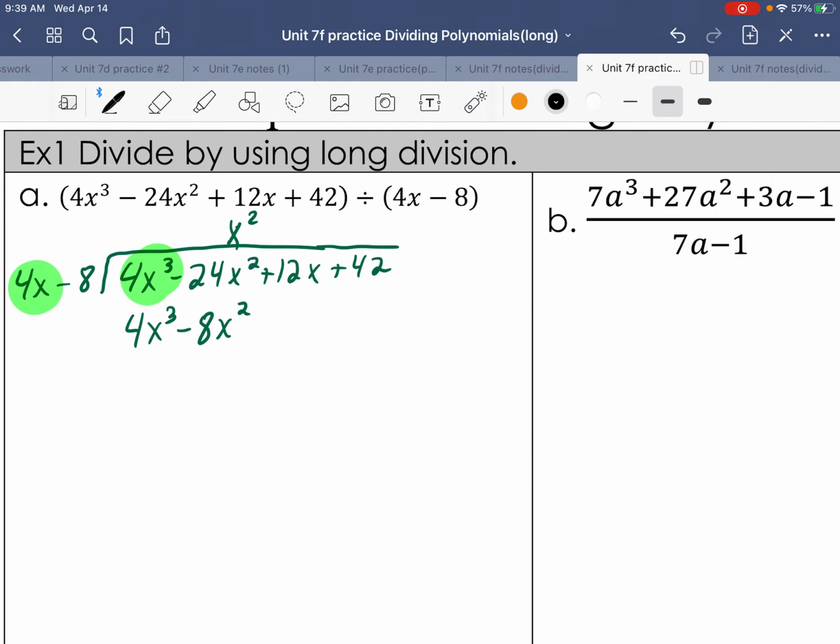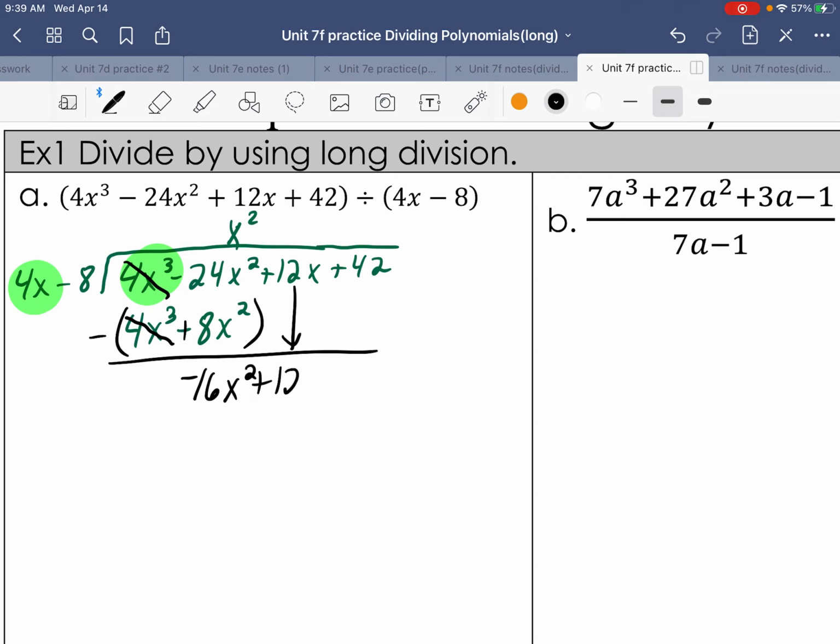Then we're going to subtract. I put it in parentheses to remind myself to distribute that subtraction. So 4x to the third minus 4x to the third. There's 0x to the third. Negative 24x squared minus a negative, so that's plus. Think of this as a plus then. So that's negative 24 plus 8 is going to be a negative 16x squared.